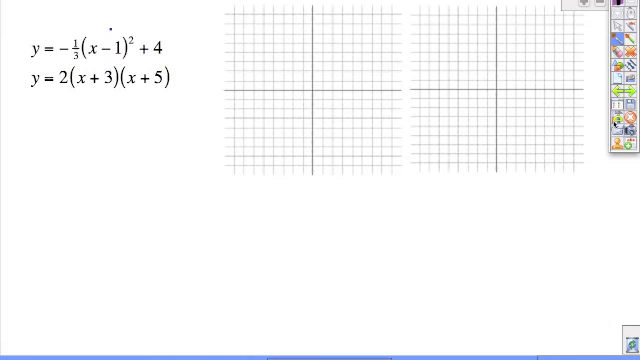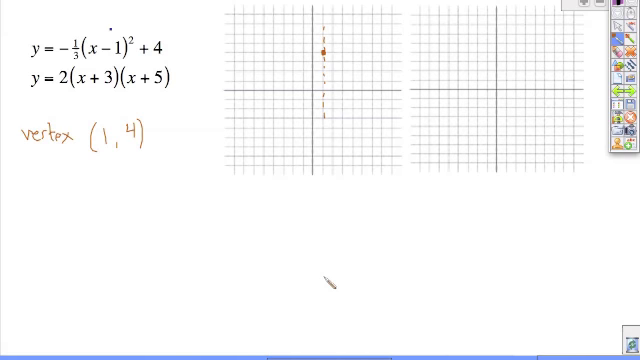So we want to graph two quadratics. First one is written in vertex form. The vertex is the number we're subtracting from x, so 1, comma, the constant being added to the end. So there's the vertex, and we know that there is an axis of symmetry going through it. Because a is negative 1/3 here, we know that the parabola is going to be opening downwards. It's just a question of what's the shape going to be.